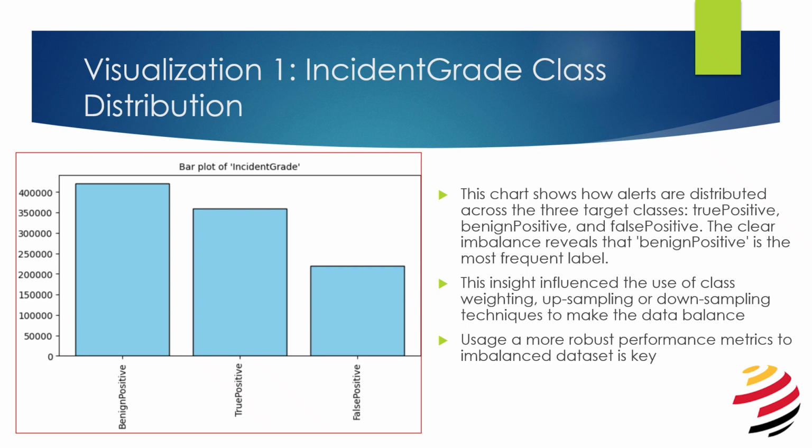This visualization was one of the first and clearest signs that the model would need tuning to avoid bias toward the benign class.